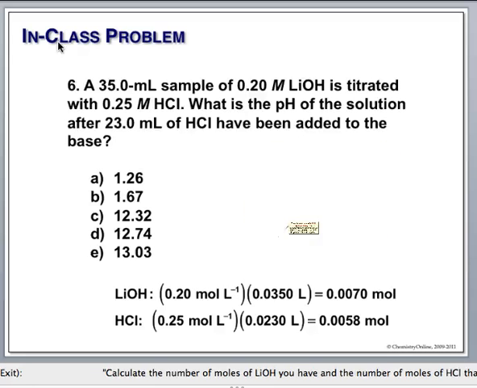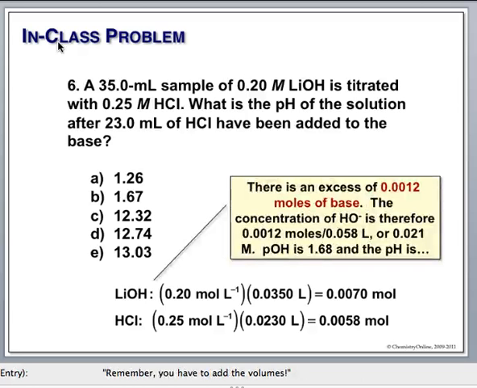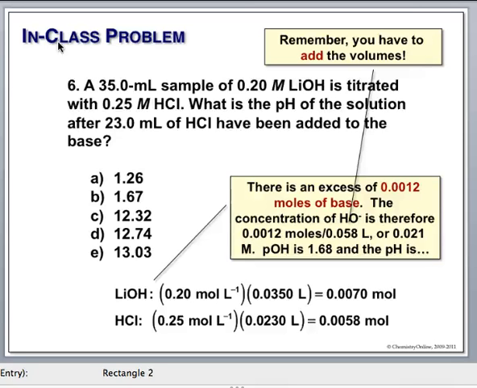So the excess is 0.0012 moles of base, this minus this. So we know we have excess base. We know how many moles. We could get molar concentration from the volume. The volume is going to be, do I have it here? We have to add these two volumes together. So we have 35 mLs, 23 mLs, that's 58 mLs. Remember, we've added the two volumes together. So now we know the total volume, and we know how many moles of base we have. So we have 0.0012 mole. Simply divide moles by volume.